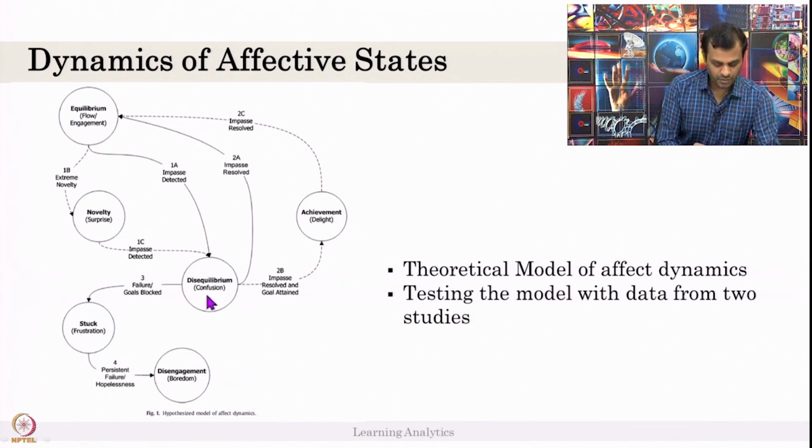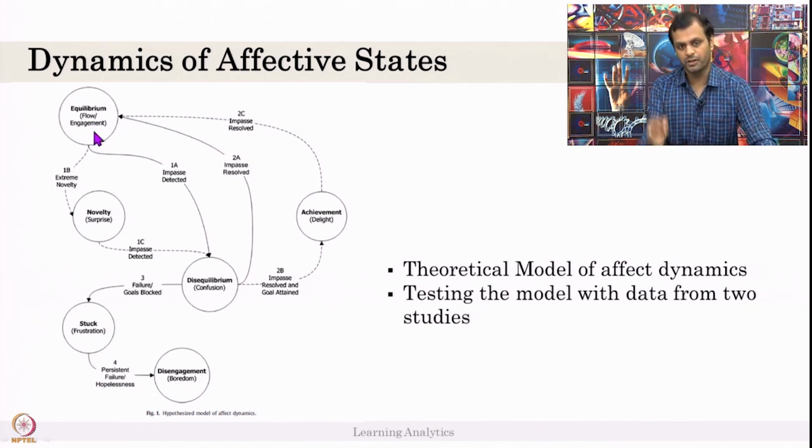Suppose the confusion gets resolved. There is some issue, you are reading it, you are stuck in it, you are not understanding, so you might get confused. If that stuck part, what stopped you, gets resolved, then you might go back to flow. Flow is like being engaged; you continue to be engaged in the particular learning content. This is the dynamics of affective states from the theoretical approach. Let us see whether it holds true in the data we collect and predict.